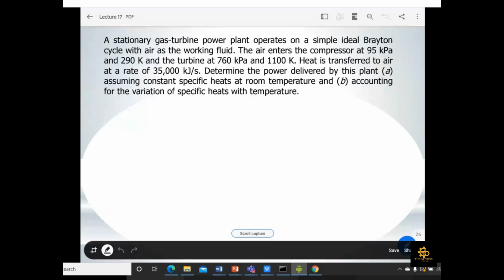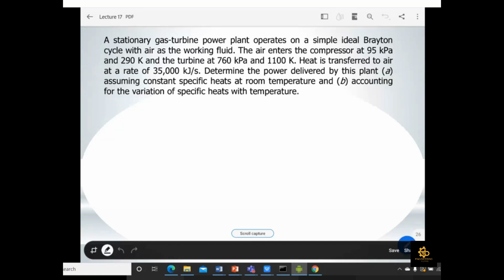The air enters the compressor at 95 kilopascal. So P1 is known to us, and T1 is also known to us, which is 290 Kelvin, and the turbine inlet is at 760 kilopascal and 1100 Kelvin. Okay, so the main point is that these three values are also known. Heat is transferred to air at a rate of 3500 kilojoule per second. So it means Qin is given to us.